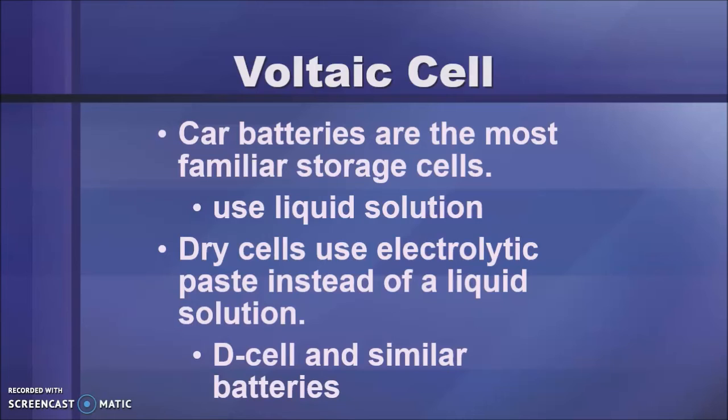Another term that you might hear applied to voltaic cells is a dry cell. A dry cell is a primary or storage cell that has an electrolytic paste instead of a liquid solution. The car battery has a liquid solution on the inside, and batteries like D cells are considered dry cells. They're usually easier and safer to use than wet cells because they have a paste inside of them instead of a liquid.